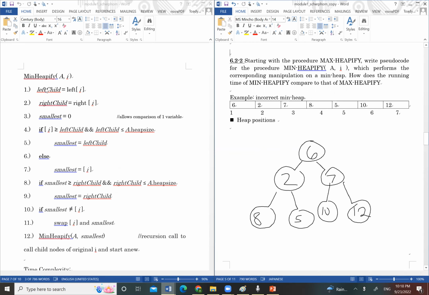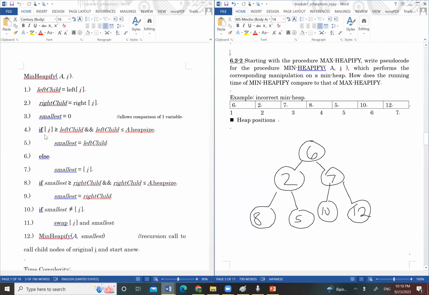So first, let's start with the left child. The left child is just the left of i. So i is the parent or the root. It's what we're comparing with. We're starting with the parent or the root, so we have to find the left child of that. The left child is just left of i, the right child is just right of i. And I create a variable smallest so I can compare without moving too much, just compare once really at the end.